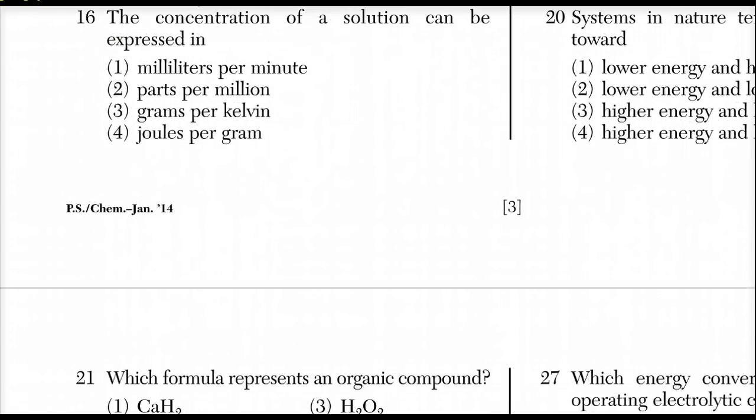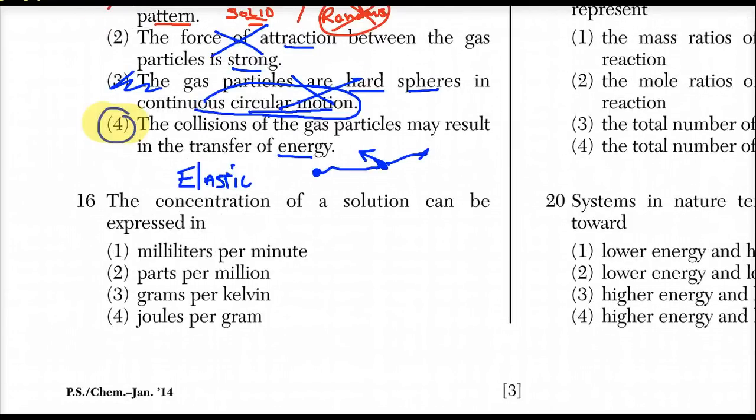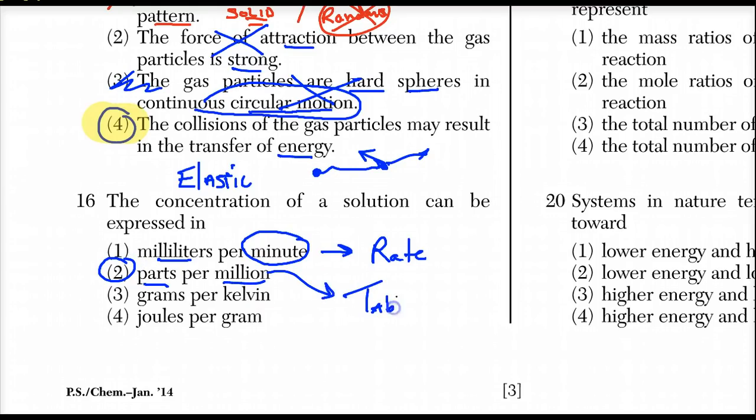The concentration of a solution, let's not overthink ourselves here. The concentration of a solution can be expressed in milliliters per minute. That's a time issue. That looks more to me like a rate, how fast something occurs. Parts per million. Yeah, how much stuff per million parts? That's definitely a solution, which is listed in Table T, right? Table T will tell us that.